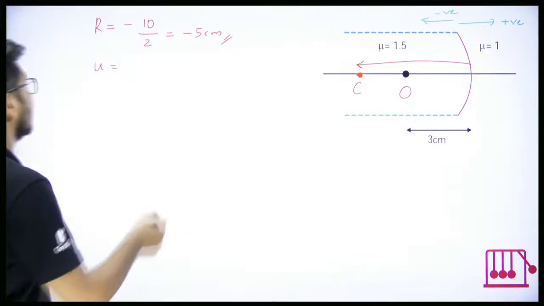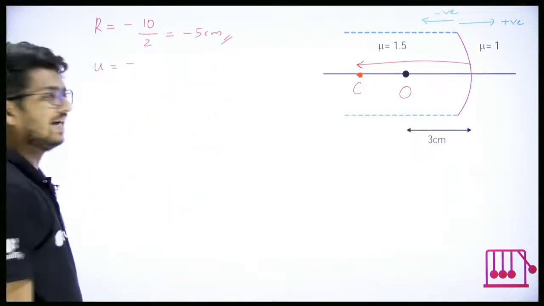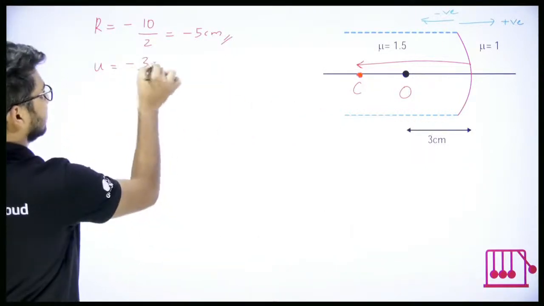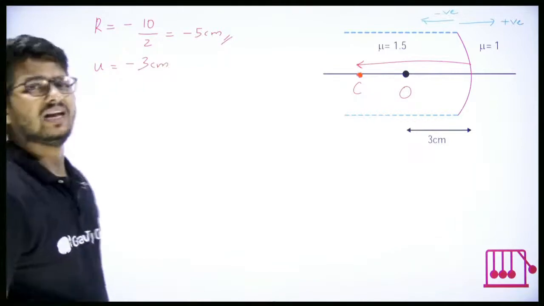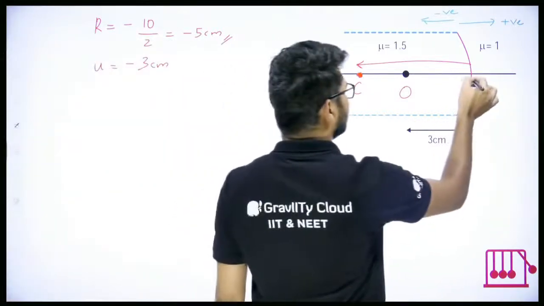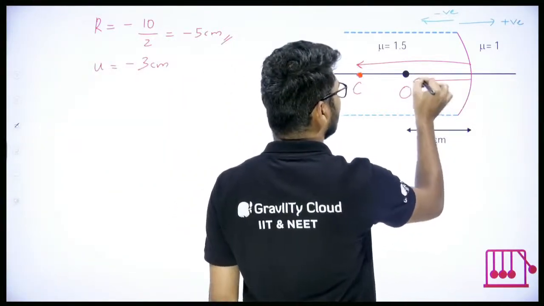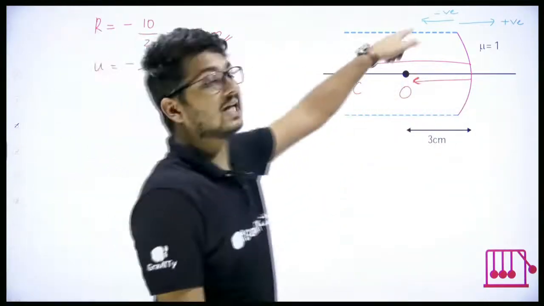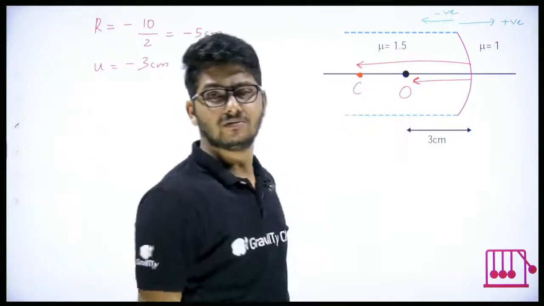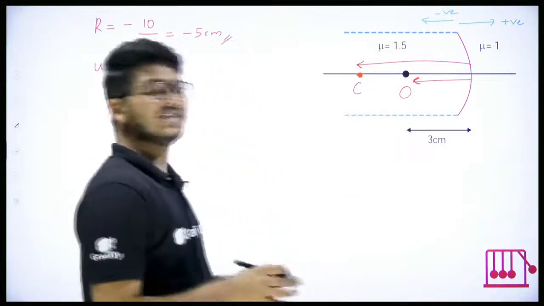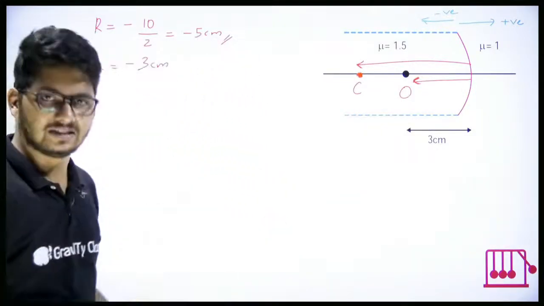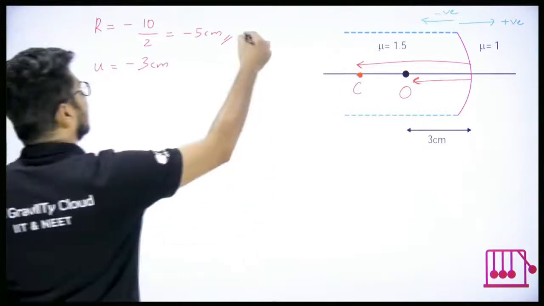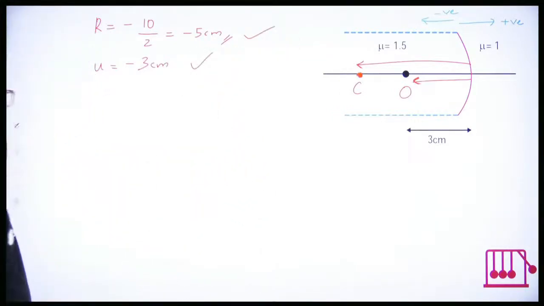You can blindly take u is equal to minus, and the distance is given as 3 centimeter. You can even see why. From the surface, the object distance is towards left, and left in our case is negative. So object distance is always negative, blindly take it as negative. So we got radius, we got u.